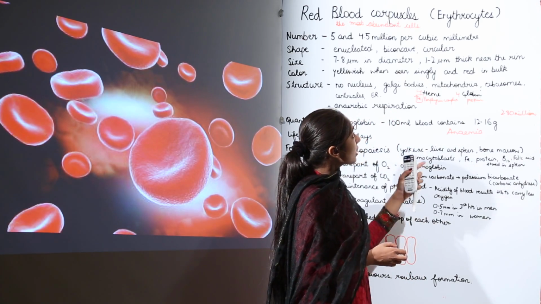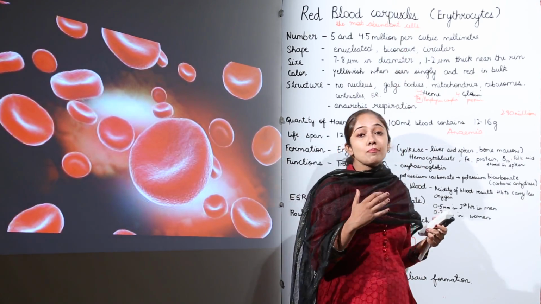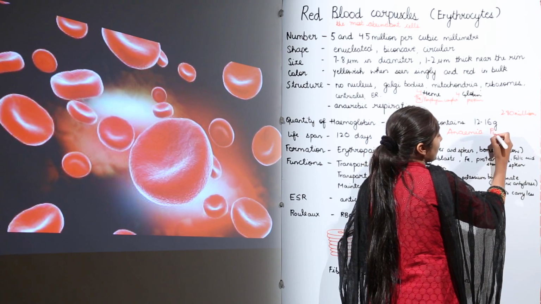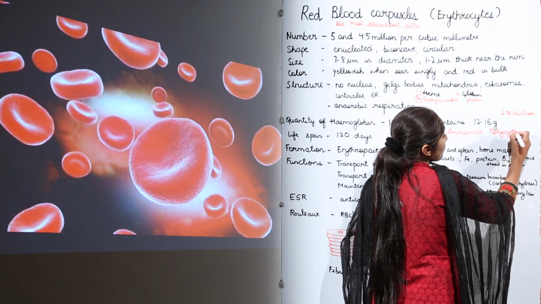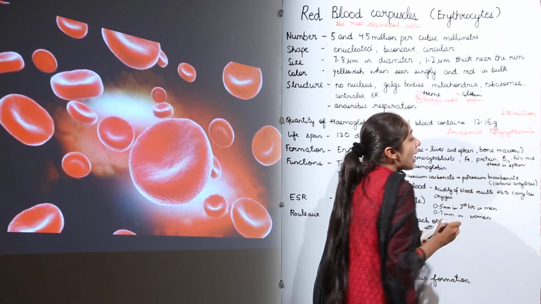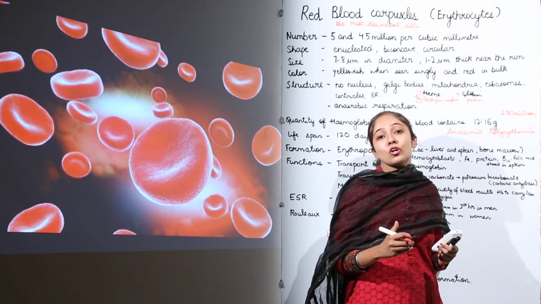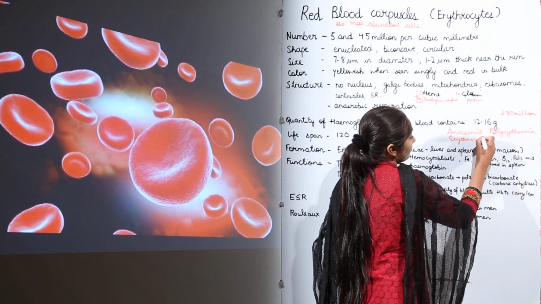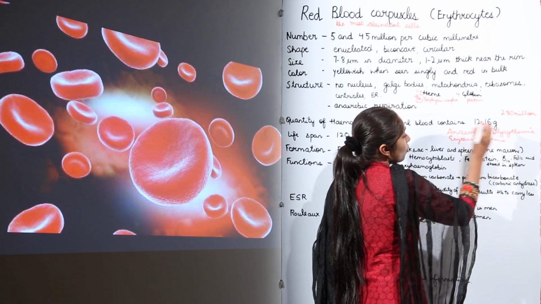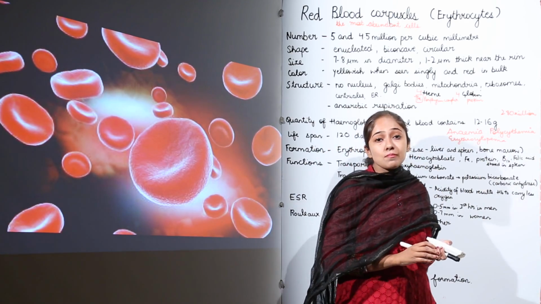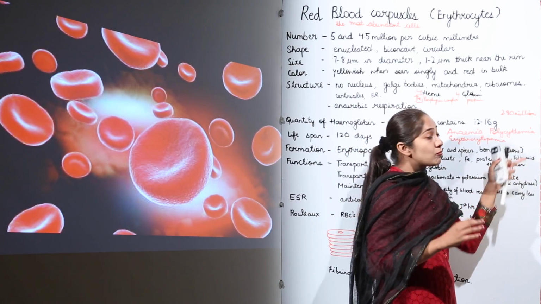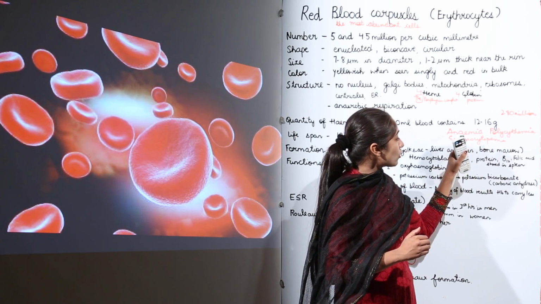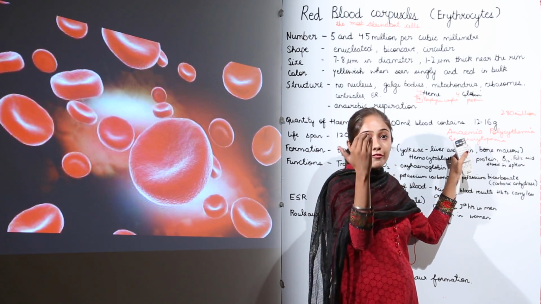Then, if we talk about the number of RBCs, when there is abnormal increase in the number of RBCs, the condition is termed as polycythemia. And when there is abnormal decrease in the number of RBCs, the condition is termed as erythrocytopenia. So, abnormal increase in the number of RBCs is termed as polycythemia, and abnormal decrease in the number is termed as erythrocytopenia.